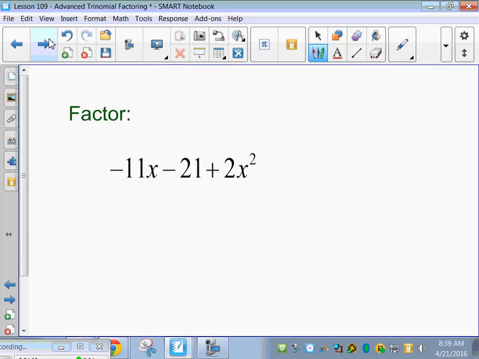All right, so let's try another one. Negative 11x minus 21 plus 2x squared. The first thing we need to do is put it in order. So Evan, if I put it in order, what does that look like?